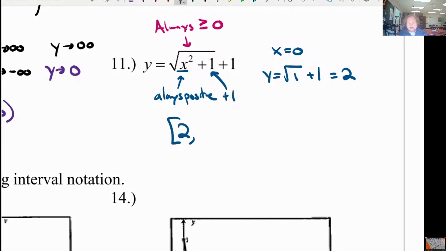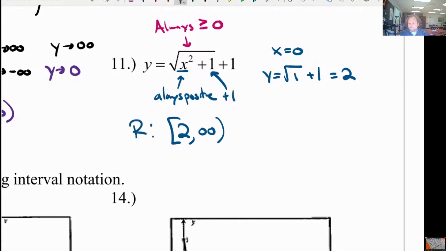However, I think just like number 9 over on the left side, this is also just going to go to infinity, because as you plug in larger and larger numbers for x, you get bigger and bigger numbers for y. So 2 to infinity with a round parenthesis is what we're looking for there. And this is the range, like that.